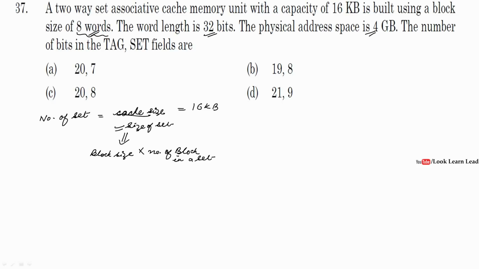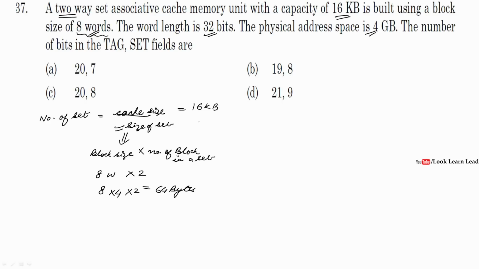See, cache size is given 16 kilobyte, block size is given 8 words. So I will be writing 8 words into number of blocks. It is two-way set associative, so number of blocks would be 2. One word is equal to 4 bytes. So I would be writing it as 8 into 4 into 2 bytes, which is equal to 64 bytes.